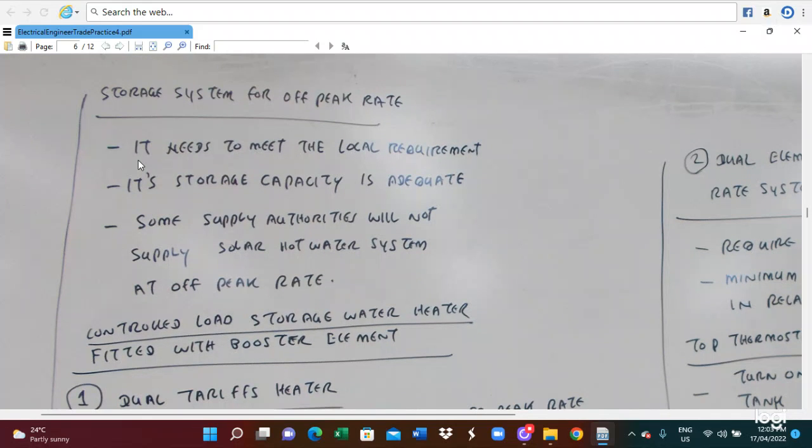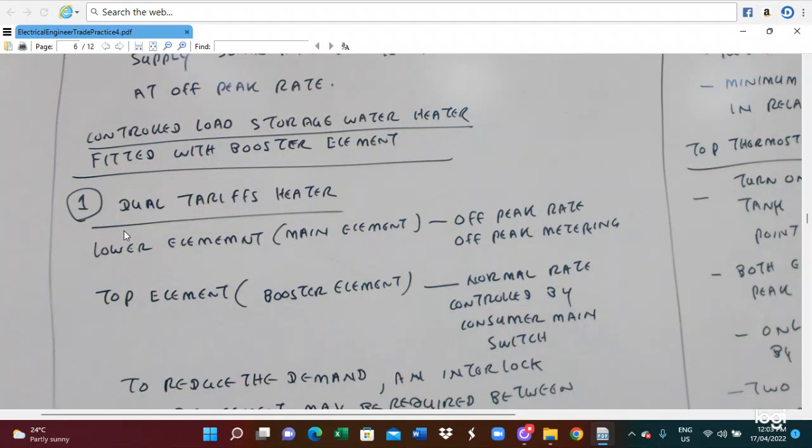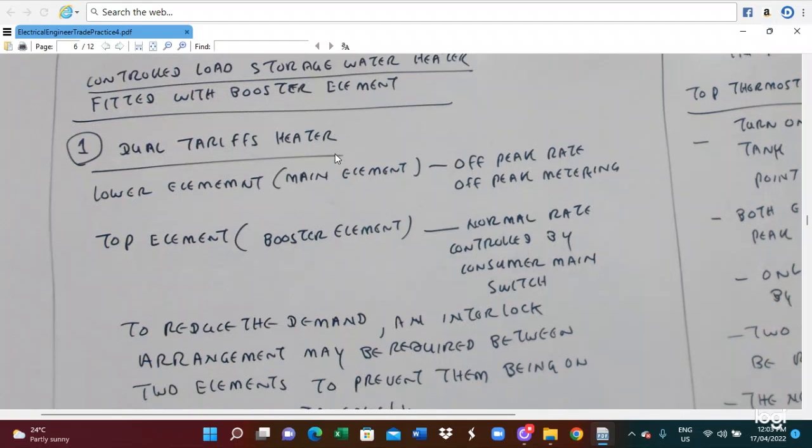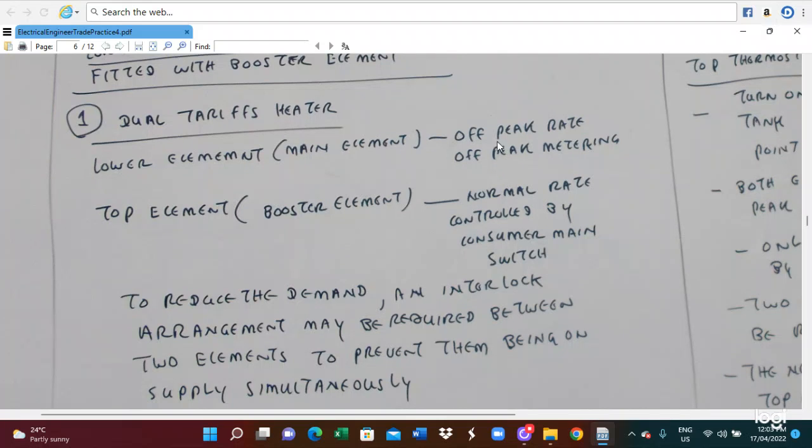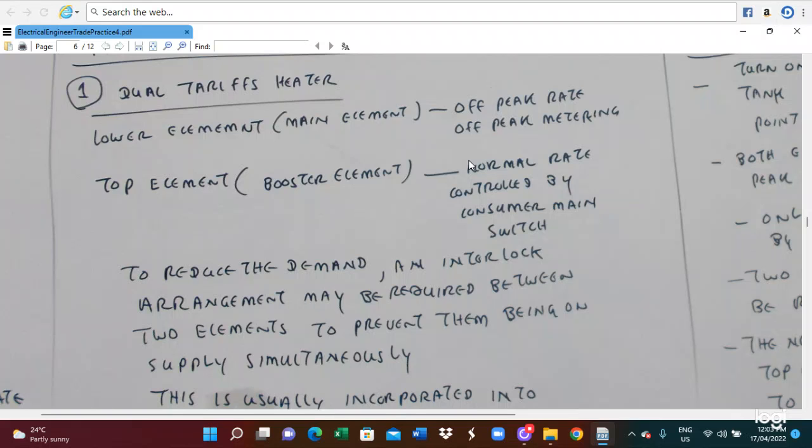For the storage system on the off-peak rate, it needs to meet the local requirements. Is the storage capacity adequate? Some supply authorities will not supply solar hot water systems at off-peak rates. Here we use a continuous control storage water heater fitted with a booster element. We use a twin element heater. The lower element is the main element, which we supply at the off-peak rate and off-peak metering. The top element is a booster element, which we supply at the normal rate controlled by the consumer main switch.